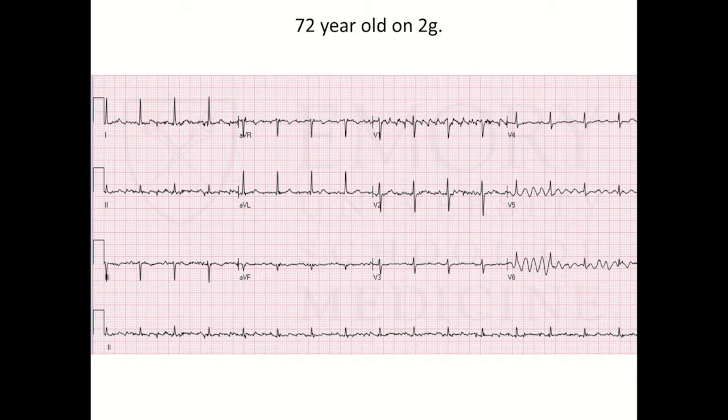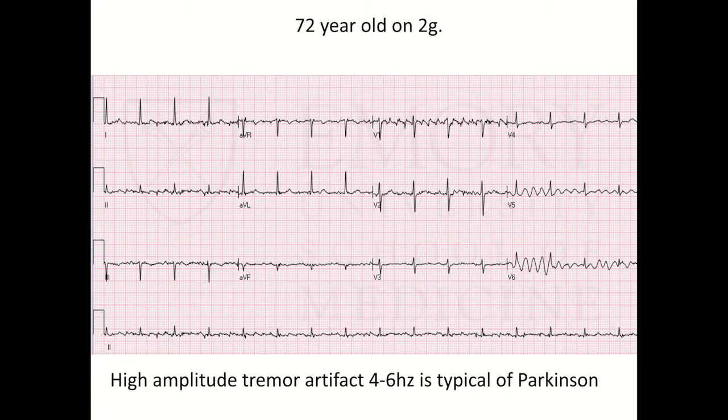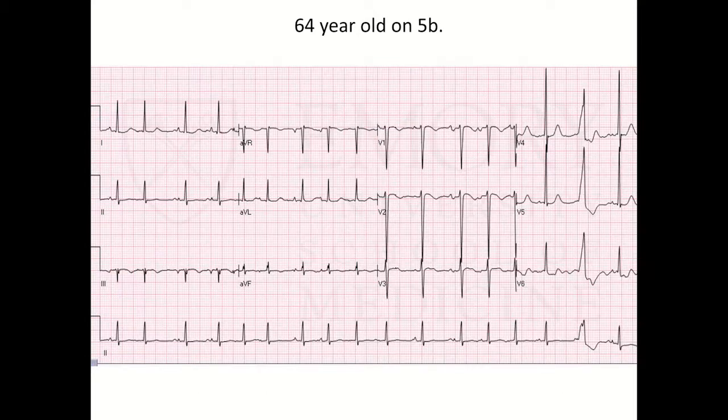Good, you didn't get fooled. People have received anticoagulation for this, unfortunately. Remember, Parkinsonian tremor is about 4 hertz, so you'll see 4 little spikes per 60 beats per minute.